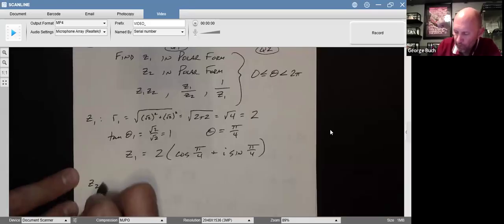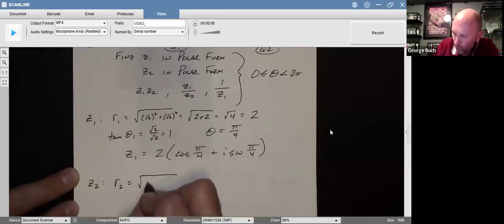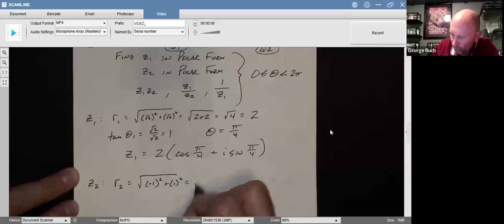For Z2, I need R2, which is the square root of negative 1 squared plus 1 squared, which is the square root of 1 plus 1, which is square root of 2.